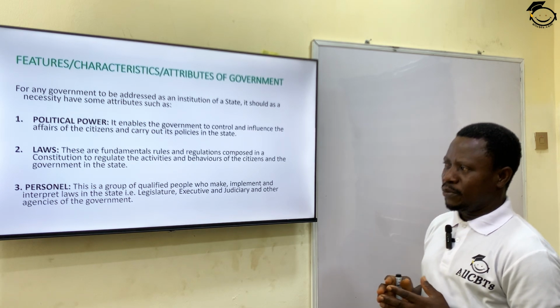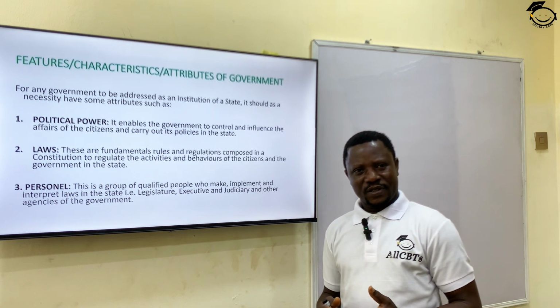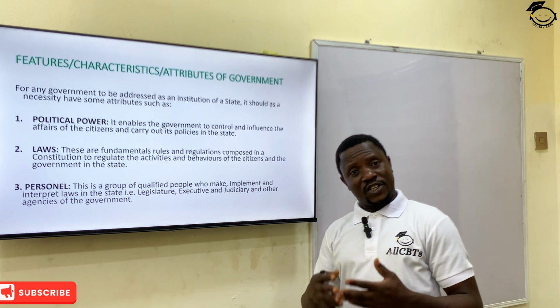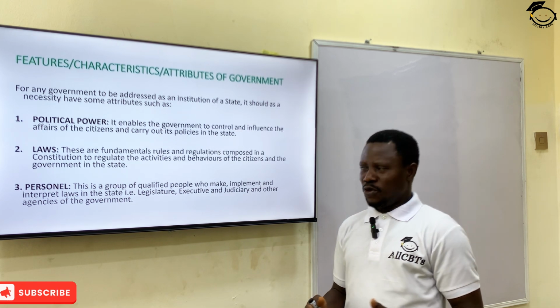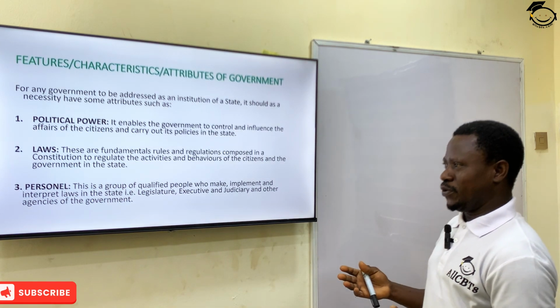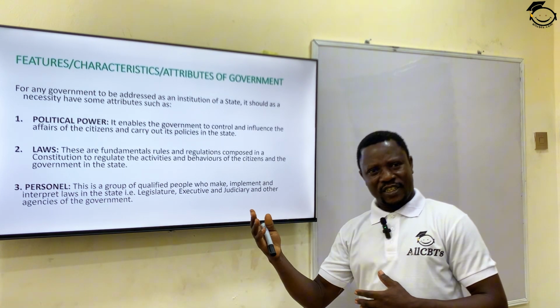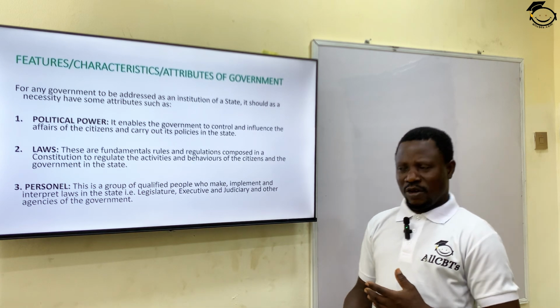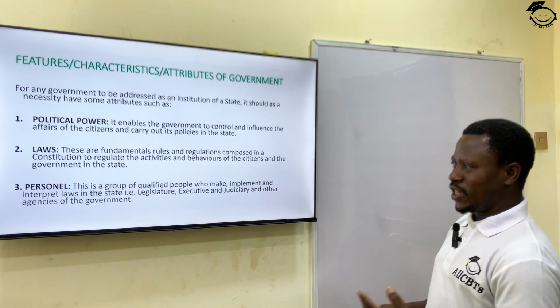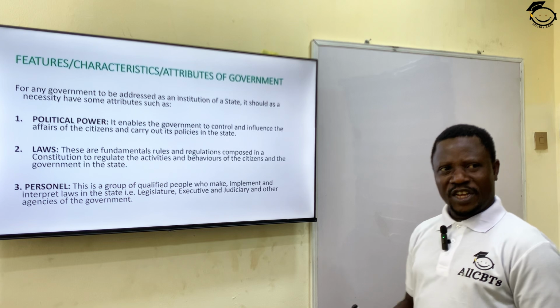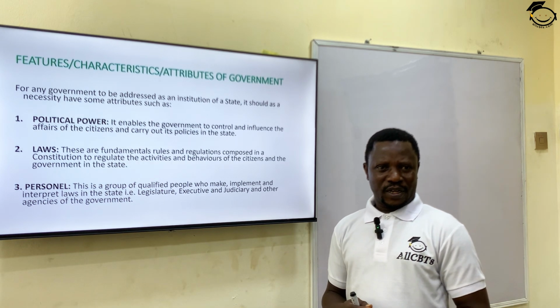The next one I'm talking about is personnel. When we say government, it is made up of people. So we have personnel, qualified people, who are involved in the processes that we mentioned earlier, the processes of making, of enforcing, as well as interpreting laws. So government makes up this personnel.